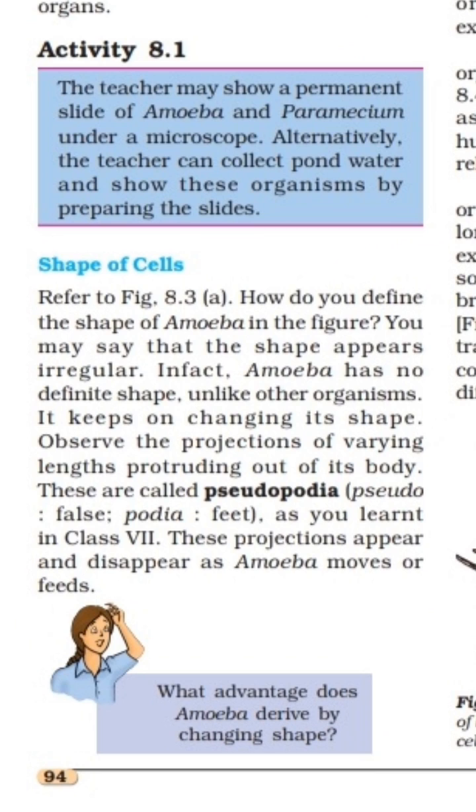When we see the figure, we can say that it shows an irregular shape, and amoeba has no definite shape, unlike the other organisms. It keeps on changing its shape. Observe the projections protruding out of its body, and these are called pseudopodia.